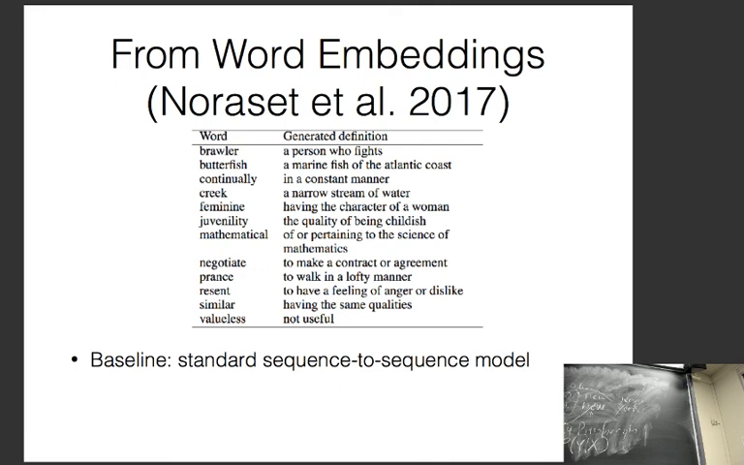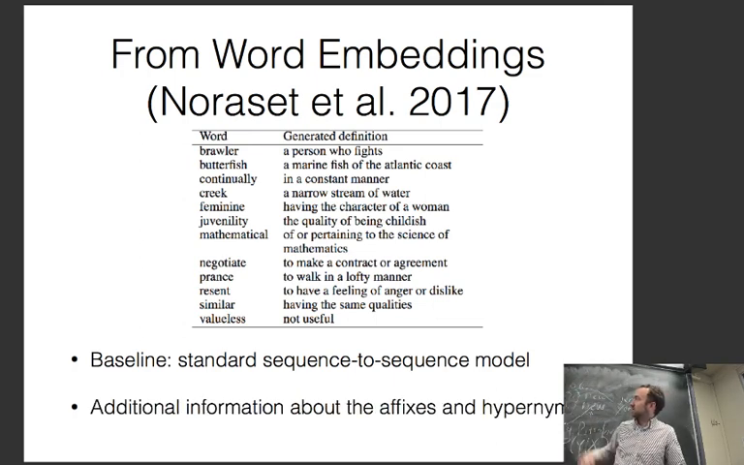So in a research project like that, the proposal of a new and interesting task becomes the main contribution, and then you do a few small improvements on top of that. Yeah, so the baseline is the standard sequence model, and they also added additional information about the affixes and hypernyms. So the affixes are like ER, for example, and the hypernyms are like brawler, it would be like a type of person or something like that. So by adding this, they were able to find improvements.